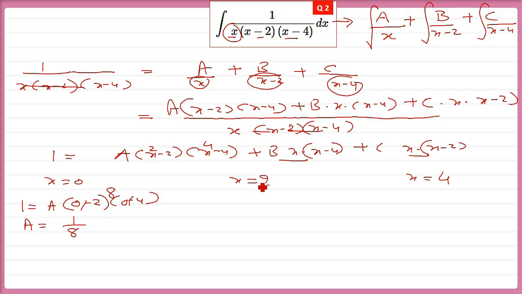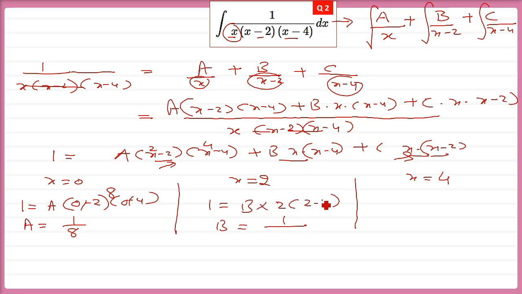Now taking x equals to 2, just put it here also, because of course x equals to 2 will make the a and c terms 0. Only b you are going to get here. So these two will be 0, so we don't have to worry about it. So b into 2 into 2 minus 4. So this b will be equal to 1 divided by 2 into negative 2. 2 into negative 2 is negative 4. So negative 1 by 4.